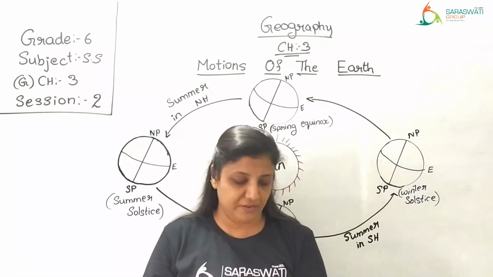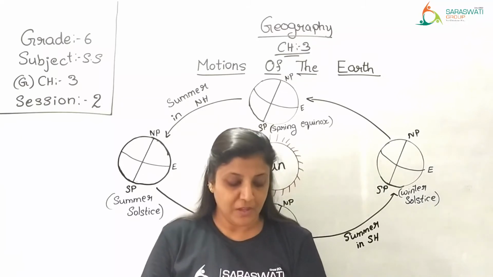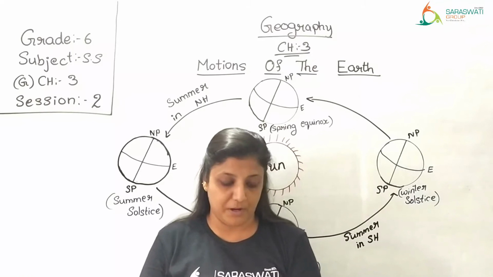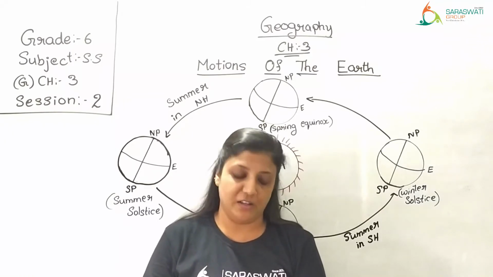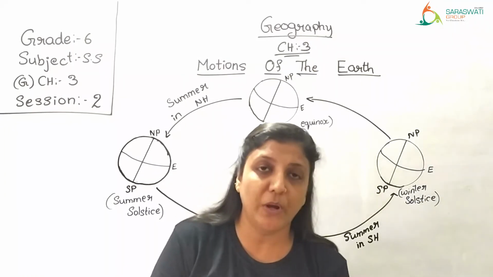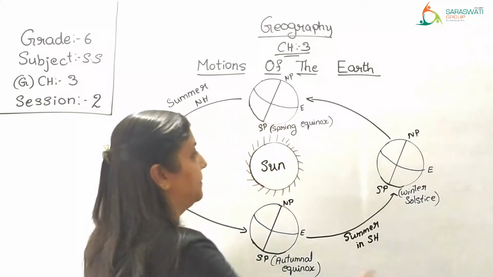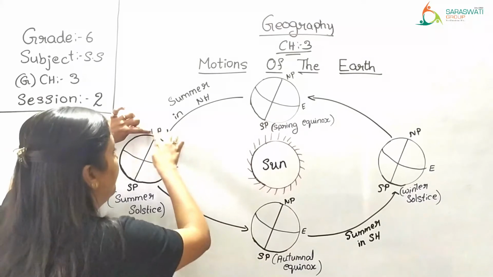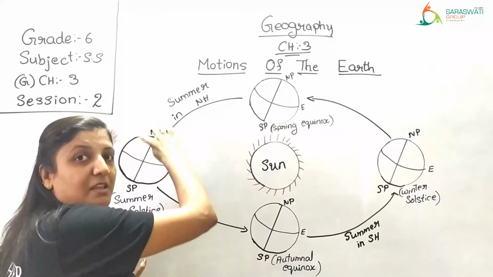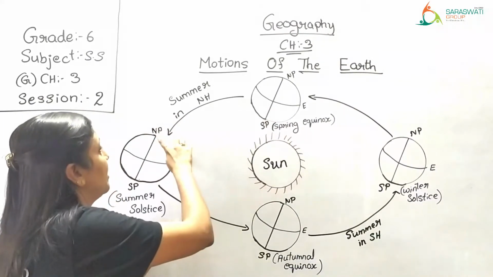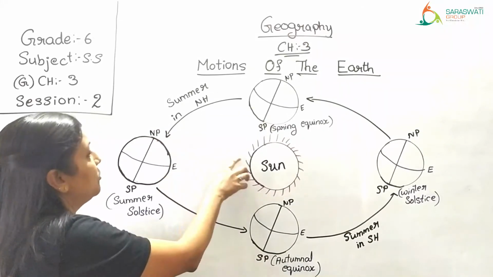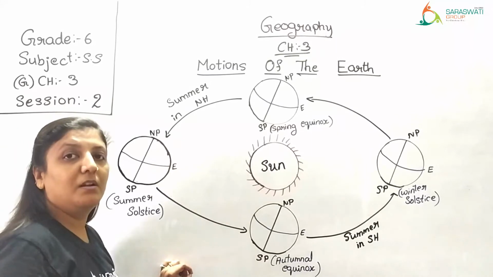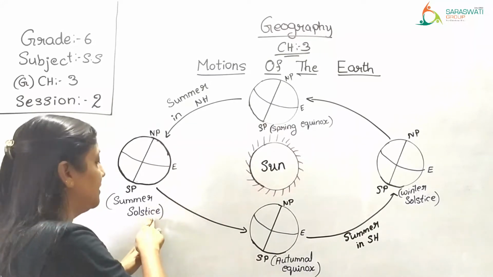At the poles, the variation is maximum. There is continuous daylight for 6 months during summer and continuous darkness for 6 months during winter. Say for example, now here the North Pole is towards the sun. So however this earth rotates, this North Pole region is always having the sunlight. It is summer here. Say summer solstice I have written.